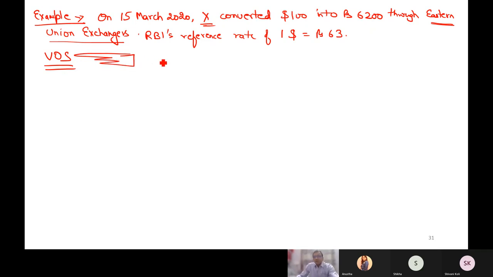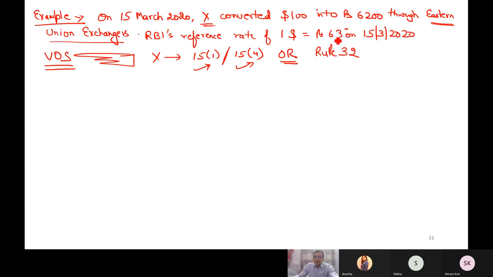So I can compute the value of supply. X has two options. X can compute the value of supply as per 15.1 or 15.4 as the case may be, or as per rule 32. I'm not discussing here what will be the value as per 15.1 or 15.4. I'm discussing what the value is under rule 32. Is RBI's reference rate of 15th March available? Answer is yes. It is 63.